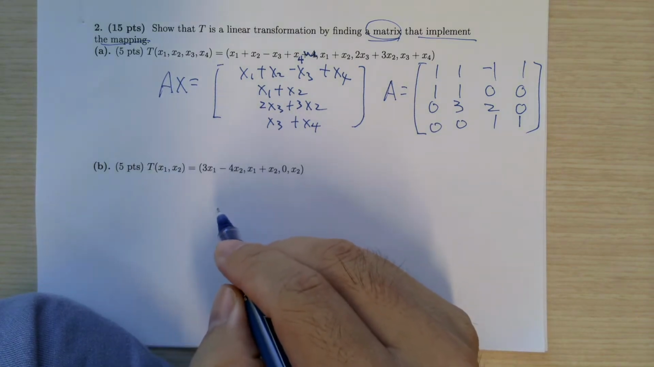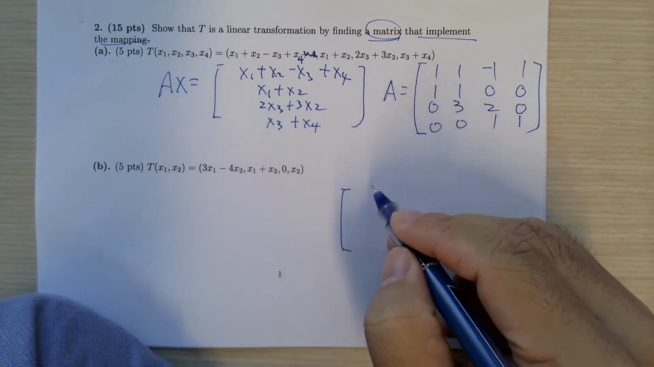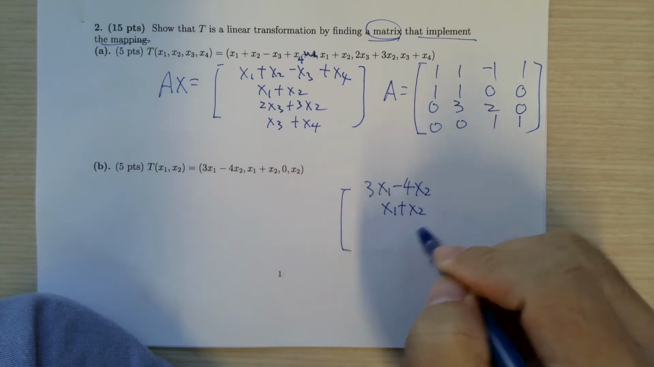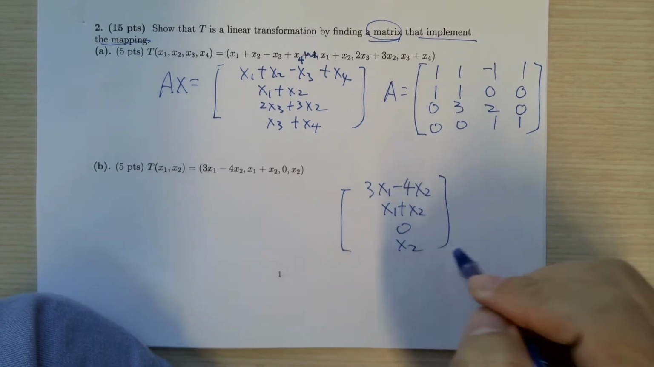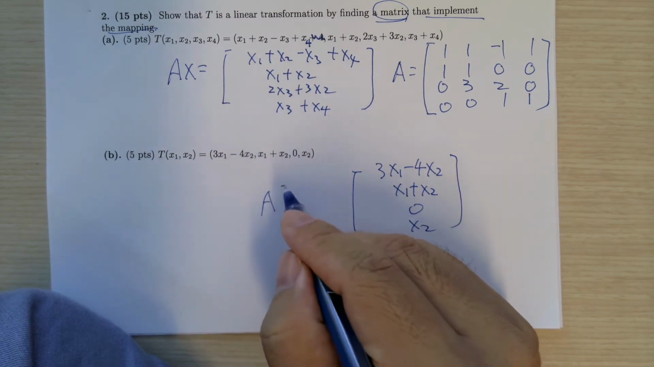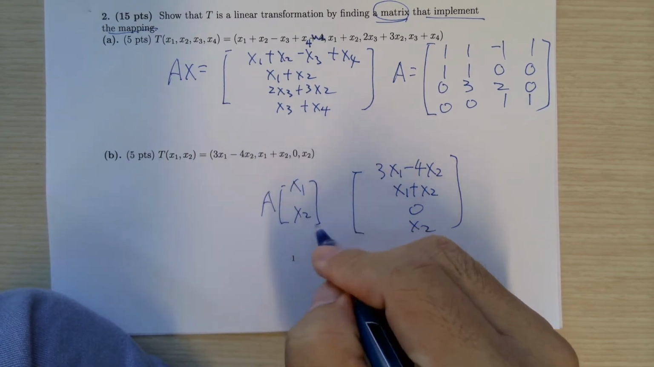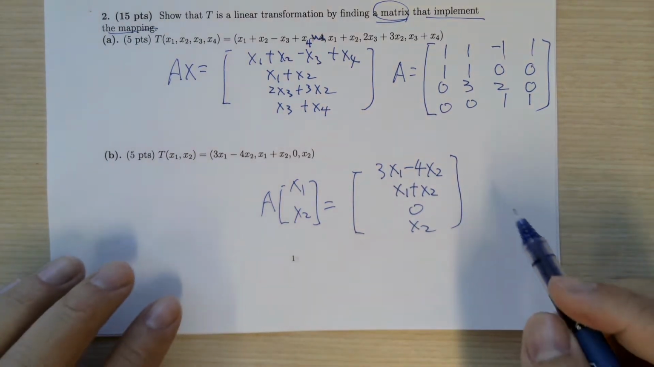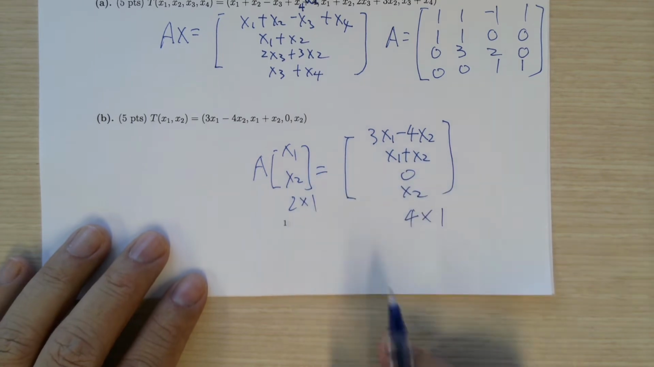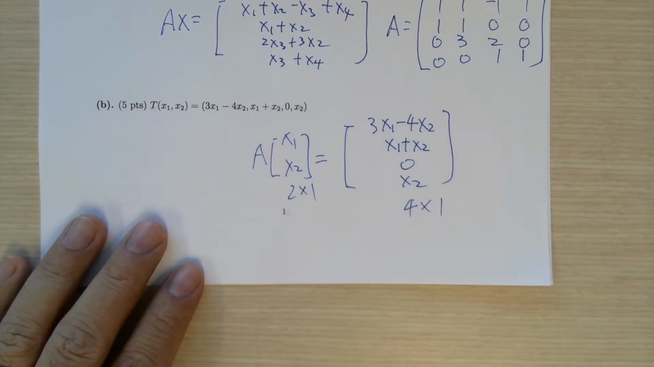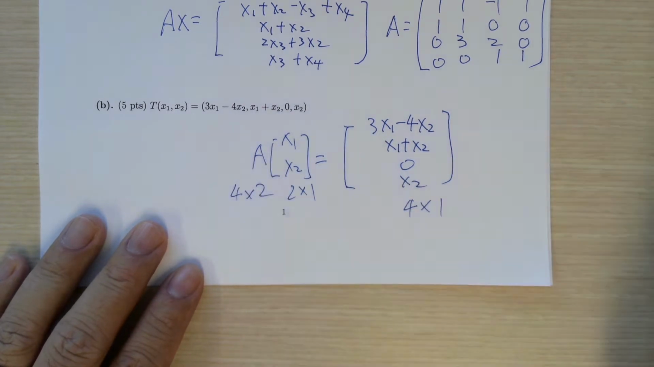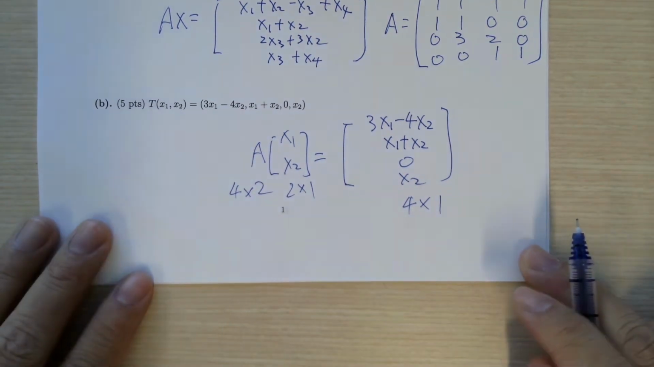So this is a 3x1 minus 4x2, x1 plus x2, we have 0, x2 here, right? So we're looking for a matrix times x1, x2 here. So you see this is a 4 by 1, right? So this is a 2 by 1. So this is going to be a 4 by 2.